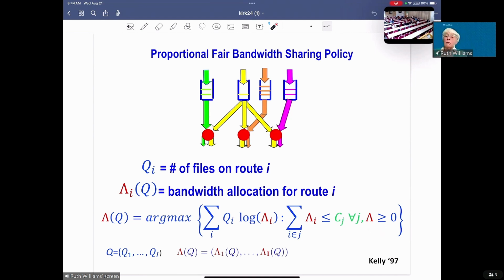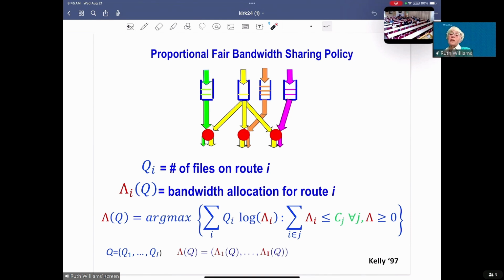So one can solve this problem. It's not a very explicit solution, but this is a natural way to try and allocate the bandwidth. This proportional fair bandwidth sharing has various nice properties that make it a natural choice for a generalization of the fair sharing policy I described earlier.